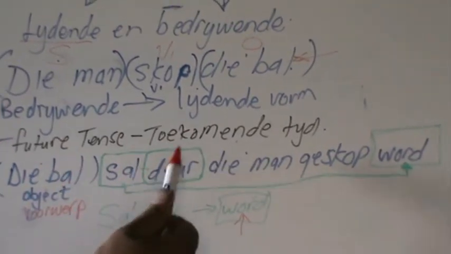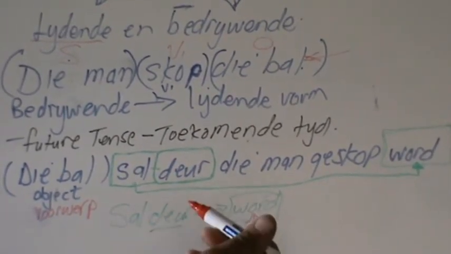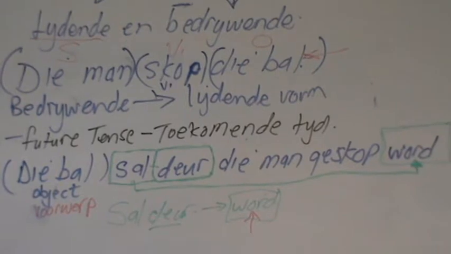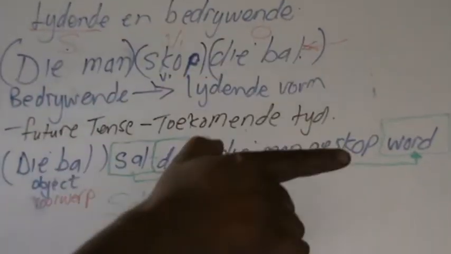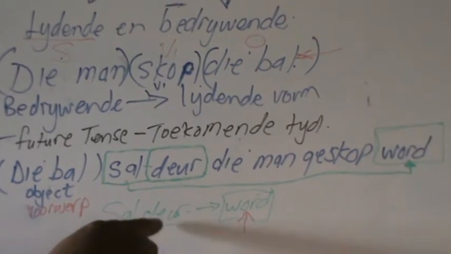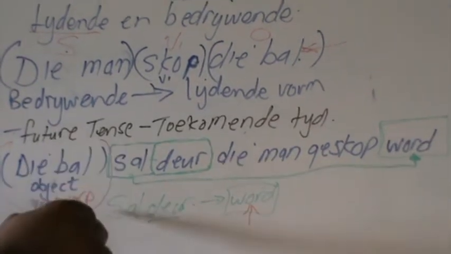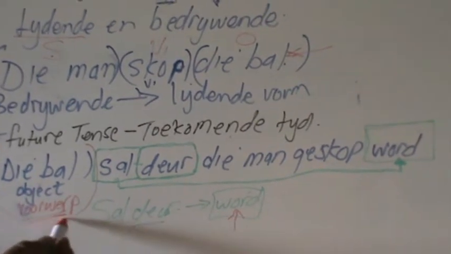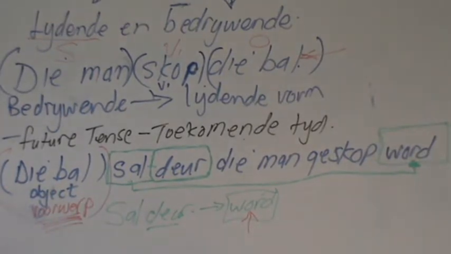Always look out when the time or the tense of the sentence, right? Is it happening now? Is it happening in the future? Is it still going to happen and so forth, right? Or is it something in the past? Let's go deal with the past first, right? So in our future tense, you will always have sal: die bal sal deur die man geskop word at the end there, right? Sal deur plus word at the end of the sentence. And please also remember again that we have to start with our object, our voorwerp. Okay? Lydende vorm toets ons, moet begin met die voorwerp, right?